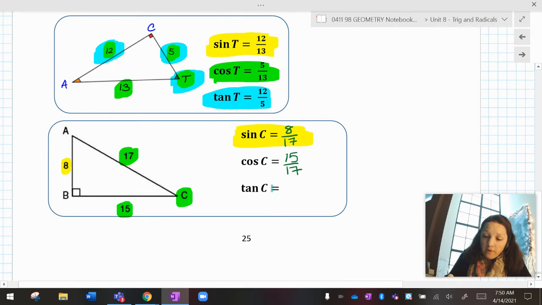Okay, so if I want tan C, I want to use the far away number over the close number and not use the hypotenuse. So 8 over 15.